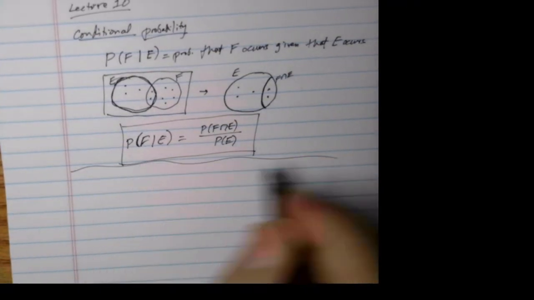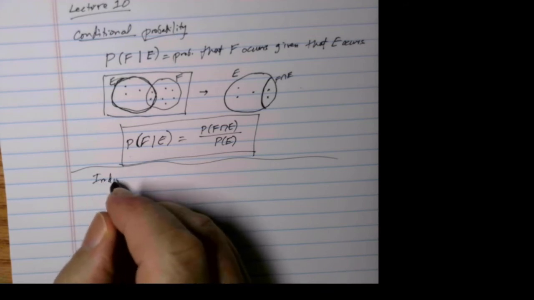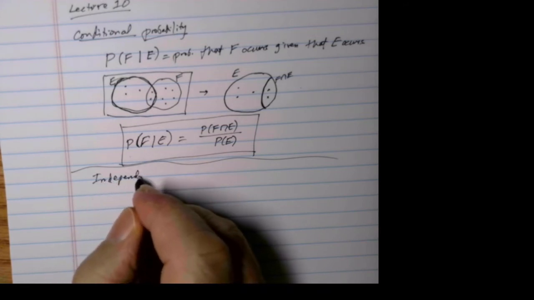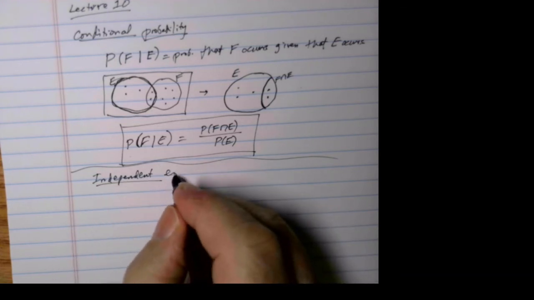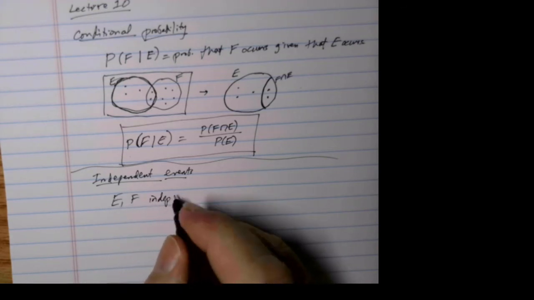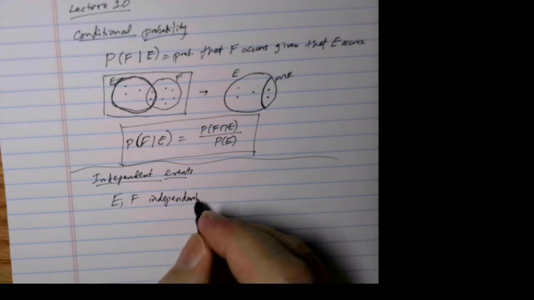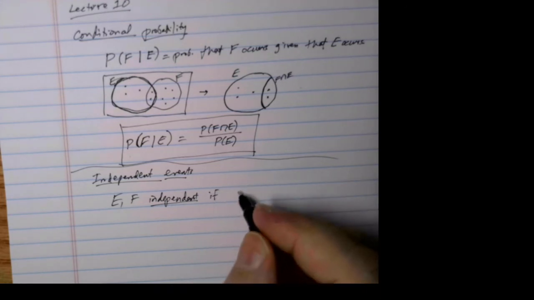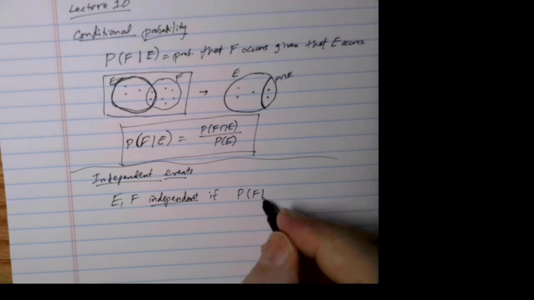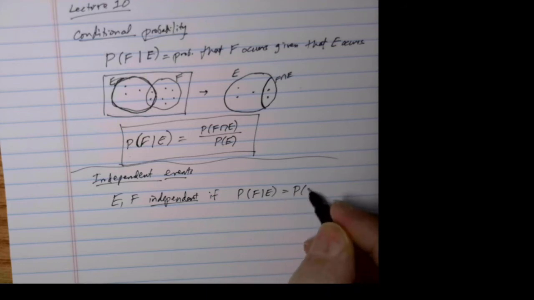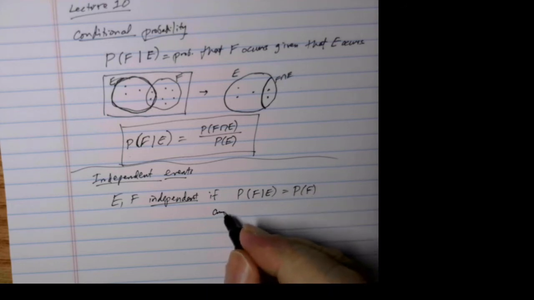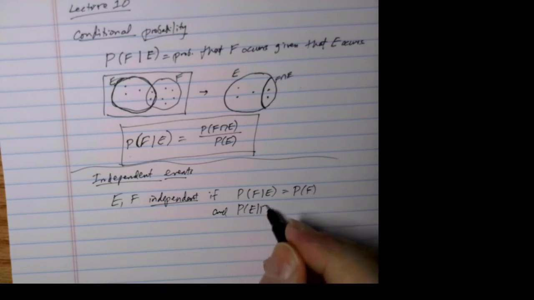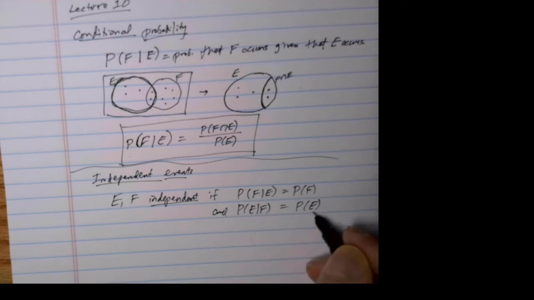Next topic related to this is about independence. Independent events. We say that two events, E and F, are independent. Properly speaking, they are statistically independent, but we usually just say independent. They're independent if two things are true. The probability of F given E is the same as the probability of F, and the probability of E given F is the same as the probability of E.